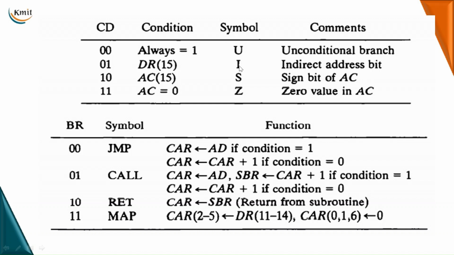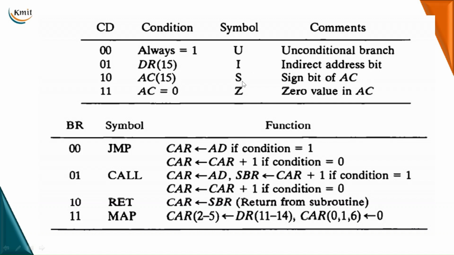Coming to the next bit, which is the indirect bit. If the indirect address is specified, this indirect bit will be set, and this will be set when the 15th bit of the data register is 1. Whenever the 15th bit of the data register is checked, if it is 1, then the indirect bit is set to 1, which means that it is an indirect address.